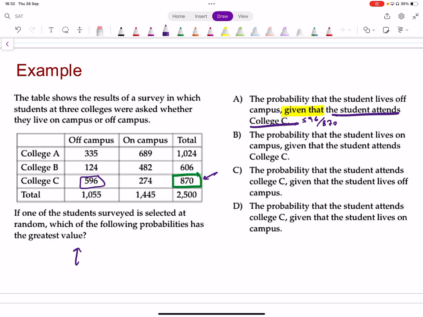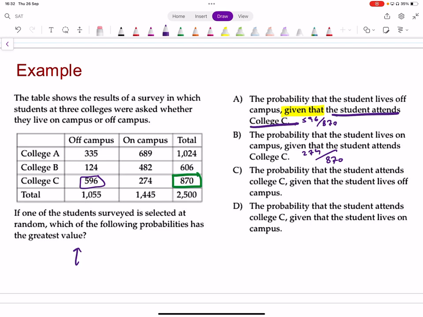Okay, now what about the rest of the options? Probability that the student lives on campus given that the student attends college C. Now in all of them, you can see it's given that the student attends college C. So the denominator for all of them, no, it's not the same. It's the same for the first two, not for the last two. So they've interchanged that a little. For the second one, it's 870 in the numerator, and the denominator you have 274.